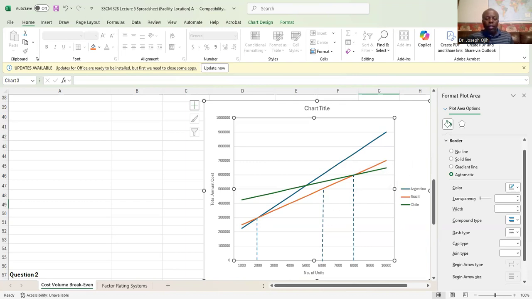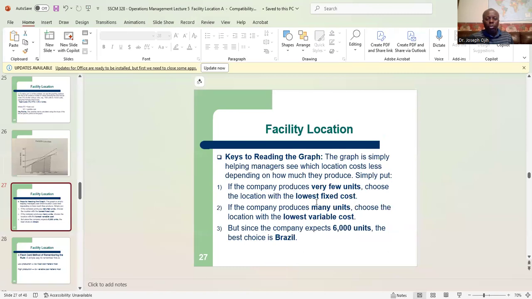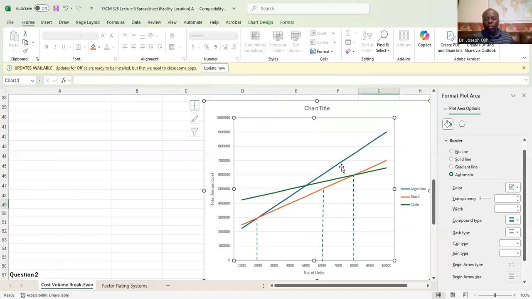So that's why I wrote here that if the company produces a few units, choose the lowest fixed cost. If the company produces many units, choose the lowest variable cost. But in both cases, Brazil is better, as you can see from here. I mean, except after it exceeded 8,000 units. That's when Chile starts to become good, because if you follow it here, it's higher cost.